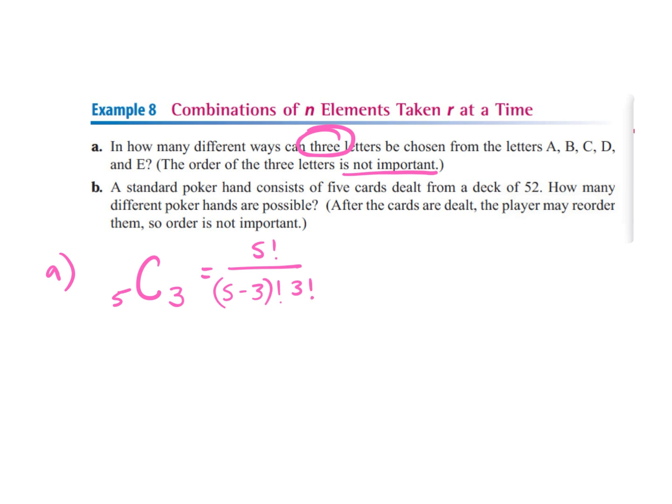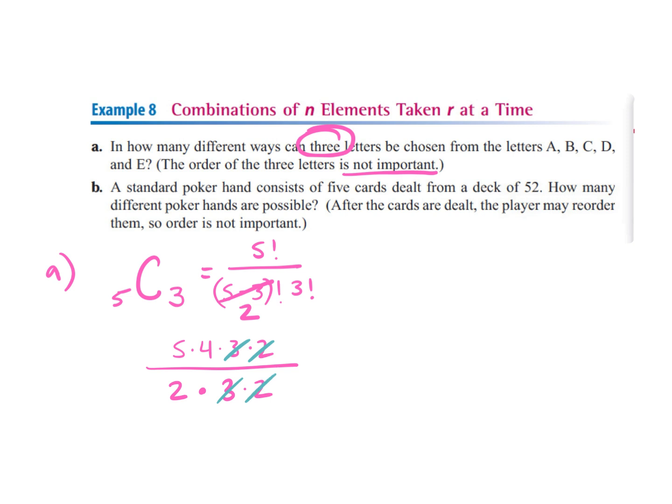So let's write this out. Up top, we have 5 times 4 times 3. I could stop here because I see that I have a 3 factorial on the bottom, but I'm just going to write it all out to show you. 5 times 4 times 3 times 2. Do I need to put the 1? No. 5 minus 3 factorial would just be 2 factorial, so I have 2 times 1. Do I need to put the 1? No. And then times 3 factorial, so that would be 3 times 2. So up top, we have a 3 and a 2 that cancel with the 3 and the 2 on the bottom.